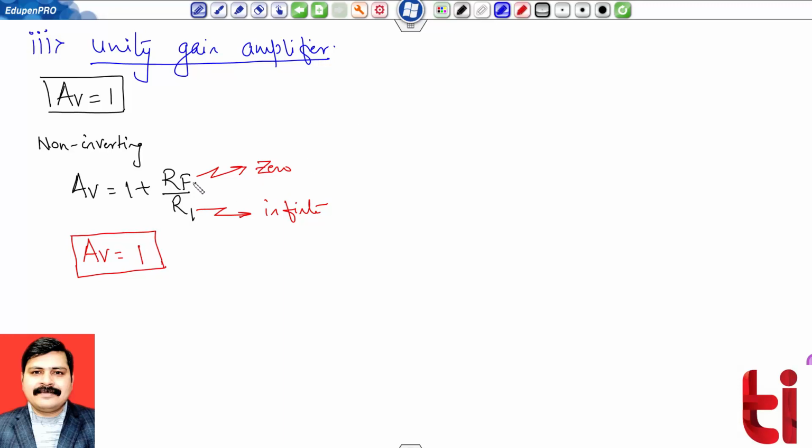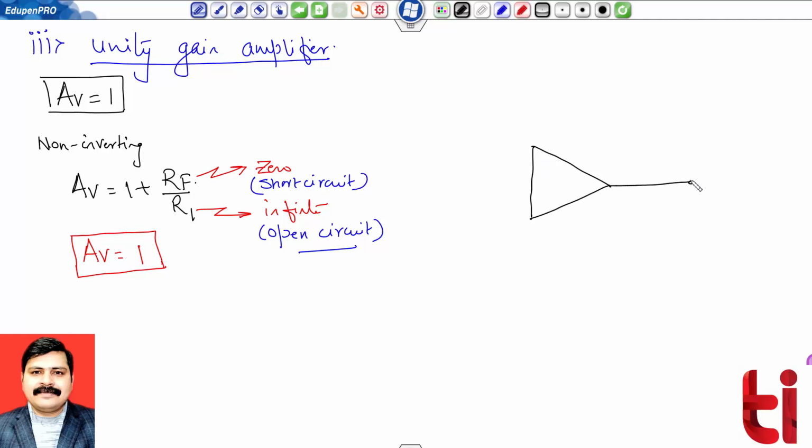RF being 0 means we will replace this RF by a short circuit. And infinite means replace this R1 by an open circuit. So now I am directly drawing the circuit using these two. This is my op amp. Definitely I will need a load resistance to find the output voltage V0. I am saying that this is my RL.